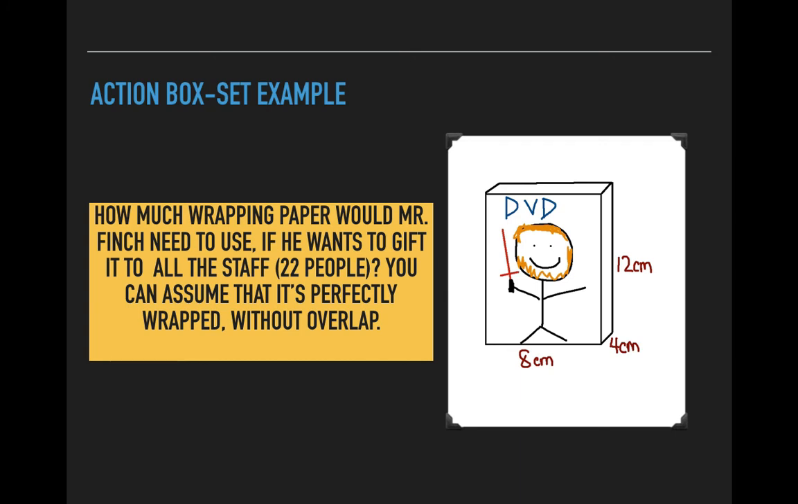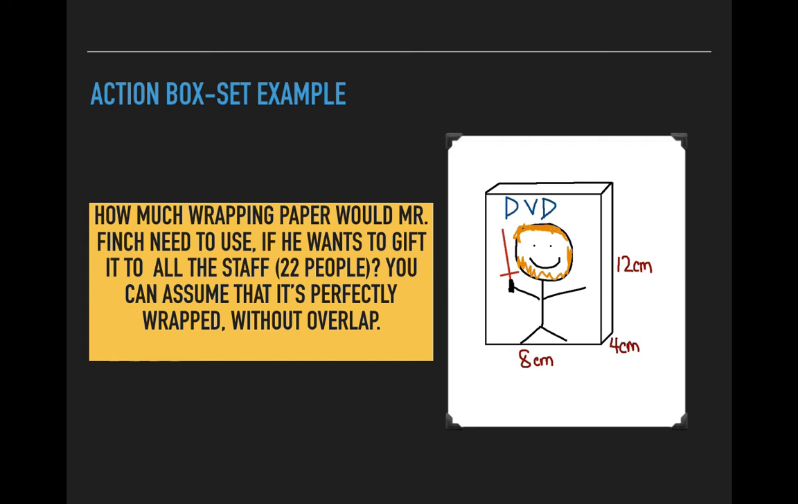2 times 8 times 4 plus 2 times 4 times 12 plus 2 times 8 times 12. Okay, so here's what you get. 2 times 8 times 4 is equal to 64. 2 times 4 times 12 is equal to 96. And then 8 times 12 times 2 is 192. For a total of 352. Now, this is the total surface area of one box.